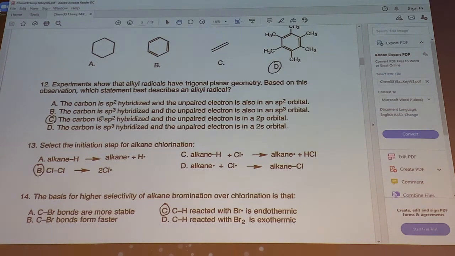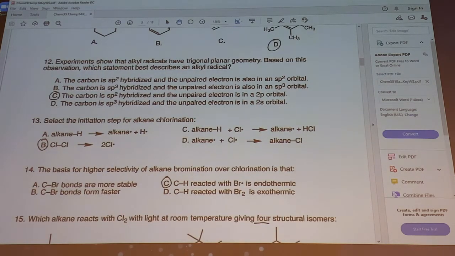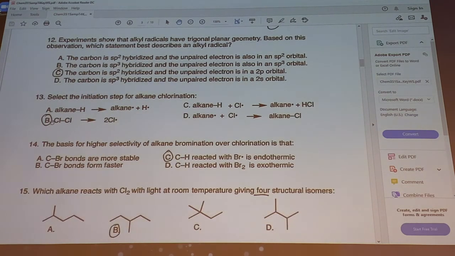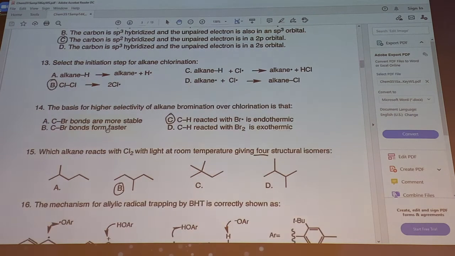Structure, hybridization, yep. Single electron trigonal planar in a 2p atomic orbital there. The 2 refers to the level in the periodic table, right? Not that there's 2 of them there. It's just the 2p, the single 2p orbital. Initiation step for alkane chlorination involves homolysis of the chlorine-chlorine bond to create two chlorine radicals there.